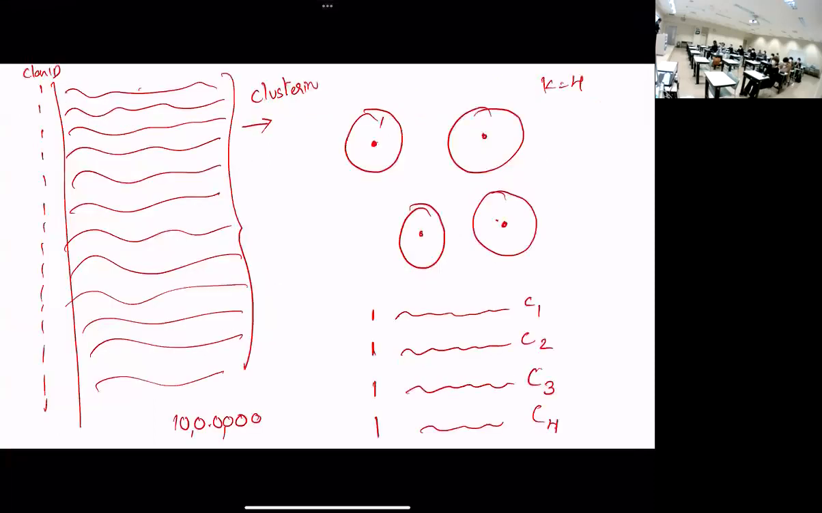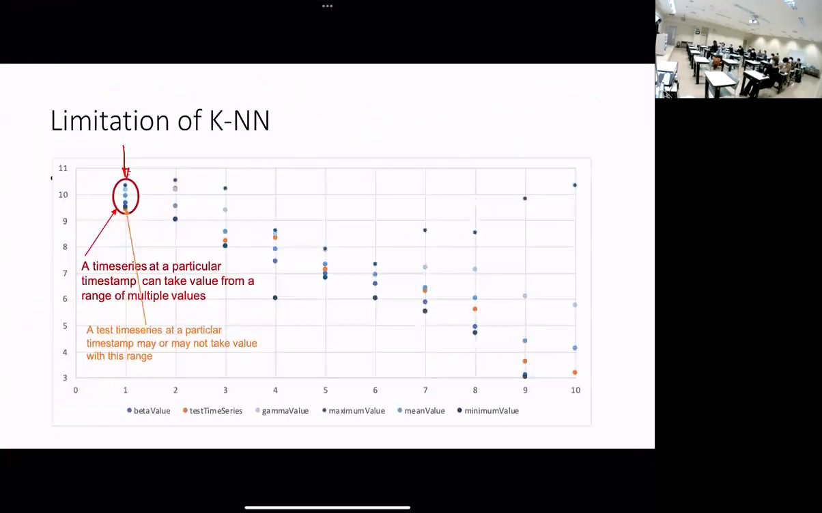So it is taking so many values, the blue ones. Similarly, at timestamp 2, it is taking a range of values. At timestamp 3, it can take a range of values for each class.